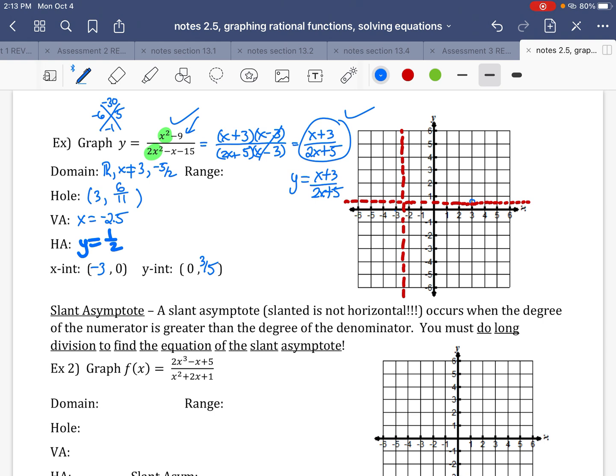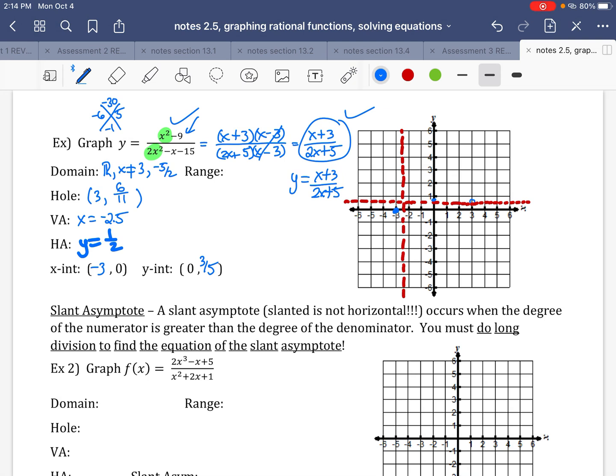All right, so let's mark this up. So negative 3, 0 is right there, and 0 and 3/5. 3/5 is bigger than 6/11, right? Yes, it is. So I'll just put it right there, even though it's probably a little lower, but my red line's in the way.